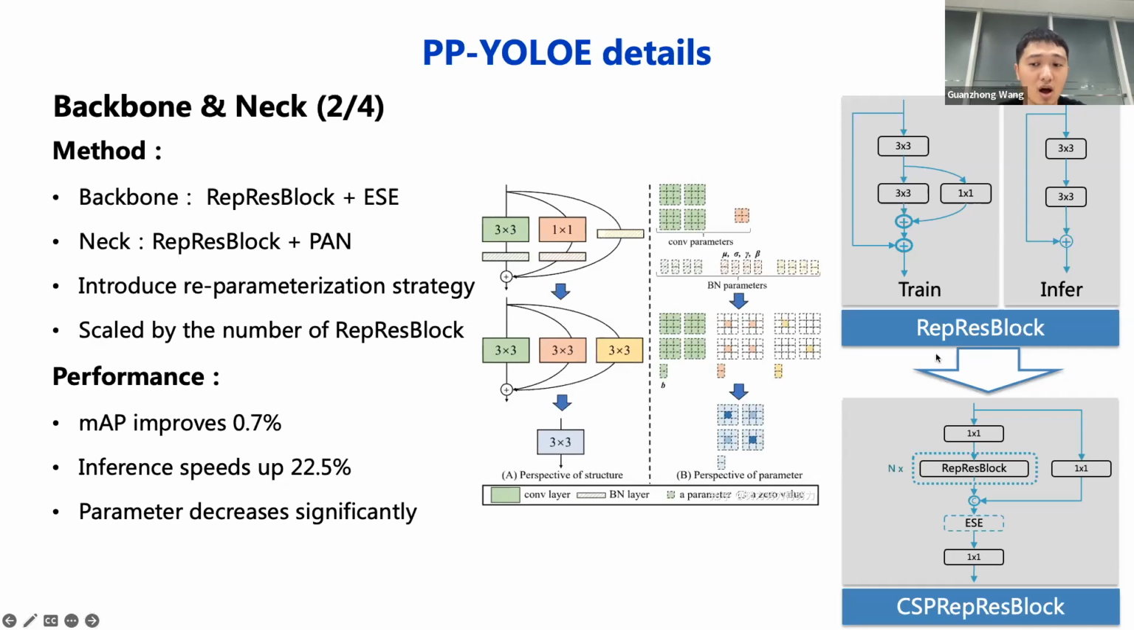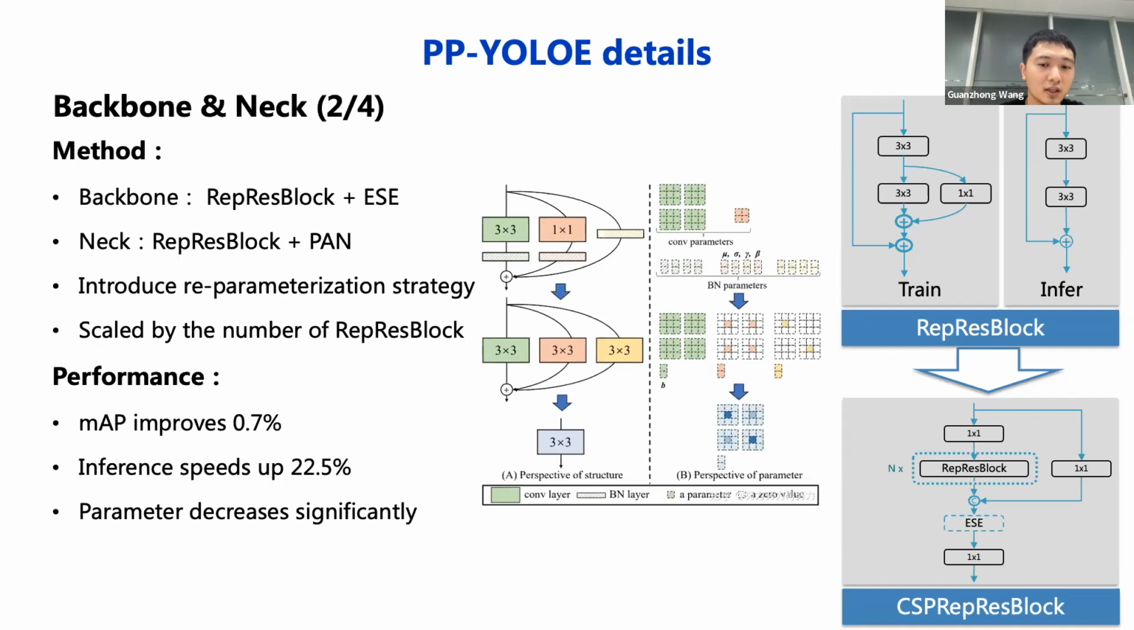Then we modified the block for reparameterization. And we think it is the first time to introduce such a strategy in the YOLO series in PP-YOLOE, and it is a very common trick in YOLOv6 and YOLOv7 now. And this strategy actually helps improve the feature extraction without extra calculation at the inference stage.